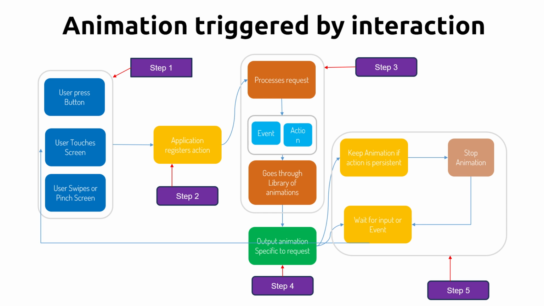Step 5. Post-animation behavior. Persistence or termination. If the action requires continuous feedback, e.g., a loading spinner or hover effect, the animation persists. If the action is complete, the animation stops. Idle state. If no further user input is detected, the application waits in an idle state for the next interaction.